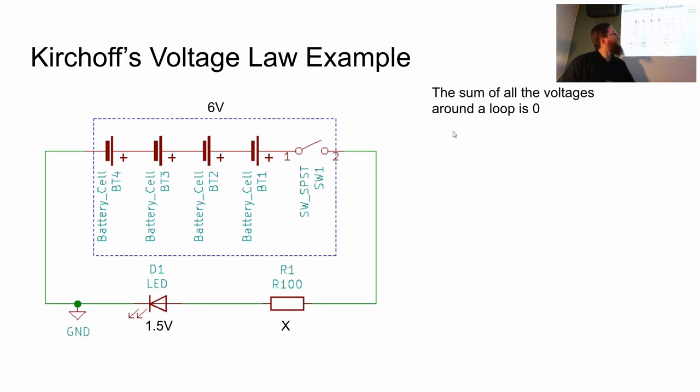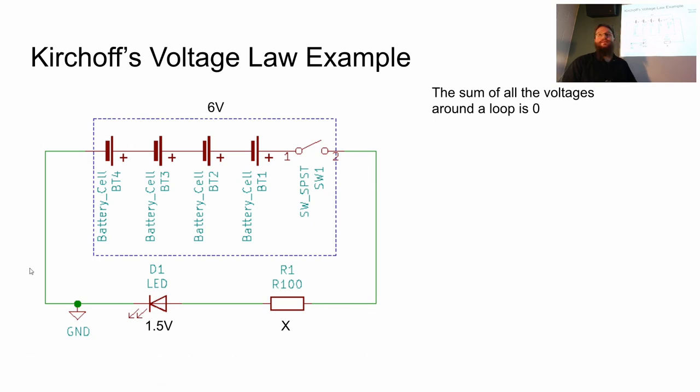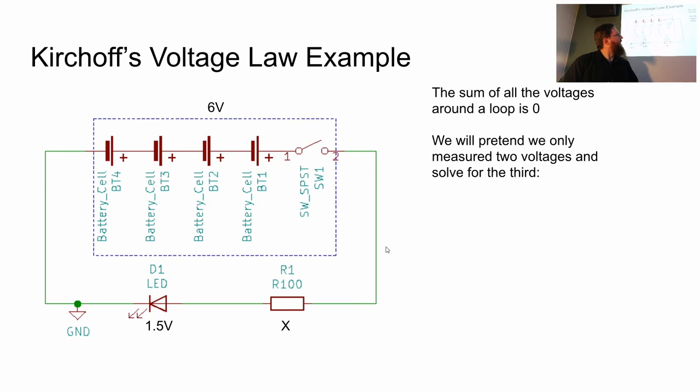And Kirchhoff's voltage law says the sum of all voltages around a closed loop is equal to zero. So in our case, this closed loop will be our one LED circuit. And if the other LED was there, this would still work. We just ignore that leg because that's a separate closed loop. So you just pick any arbitrary point and you can move along a wire through components however you feel like it. And as long as you get back to that point, Kirchhoff's voltage law will apply. So I know we've measured all of these numbers several times, but if we pretend we only know these two, we'll solve for the third.